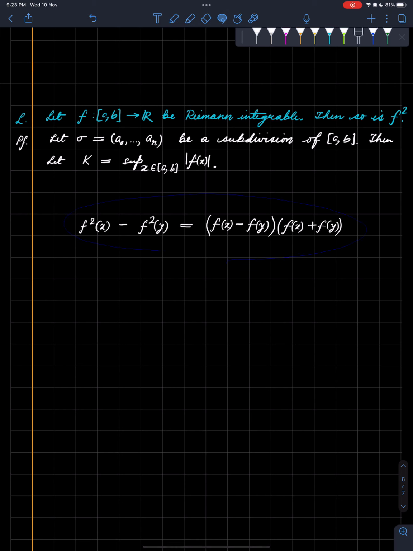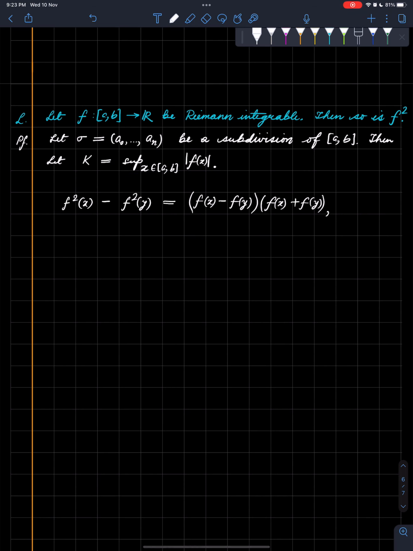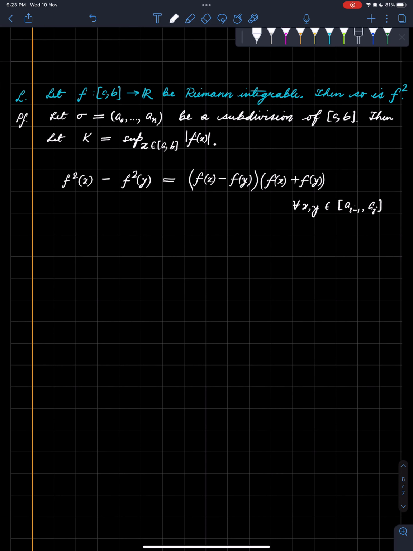And now we do this business. So this is true for all x, y in the domain, but I will use this only for all x, y in the ith part. So we have that, but this implies f square x minus f square y is less than or equal to f(x) minus f(y) times 2k, because that is less than or equal to k and that is less than or equal to k, so this is at most 2k.